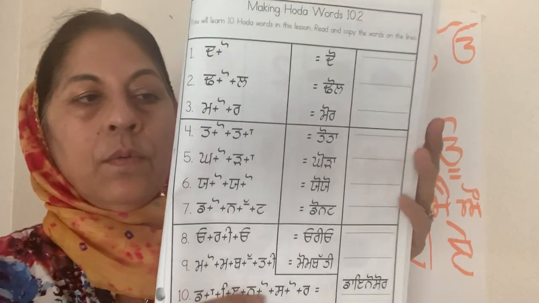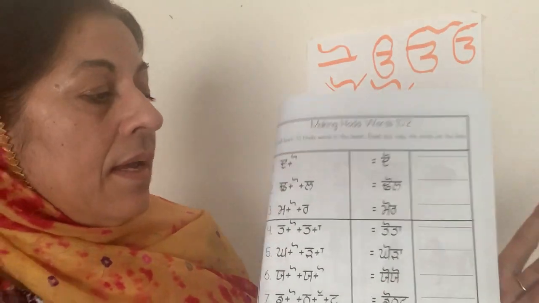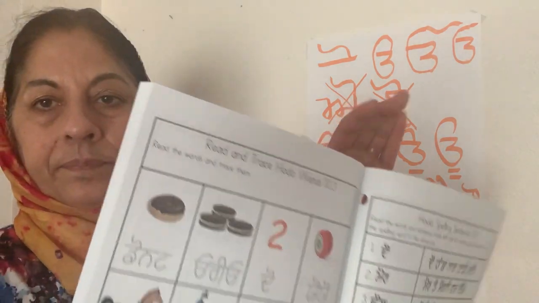Right? These are the 10 words. You know the meanings of most of them. If you don't, we are going to look at the pictures and you will know exactly what they are.